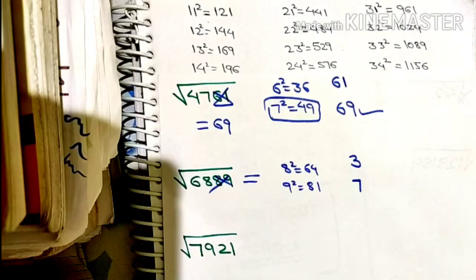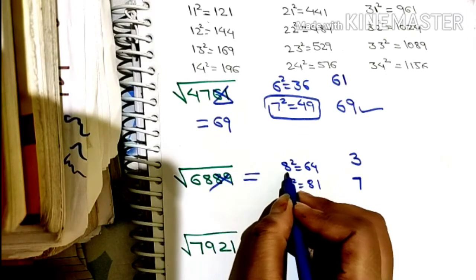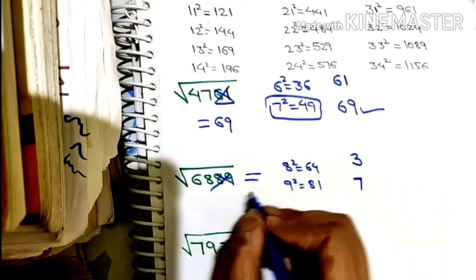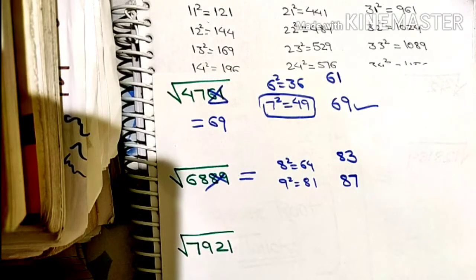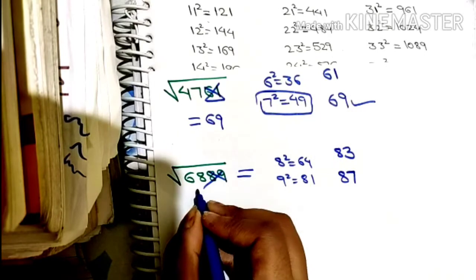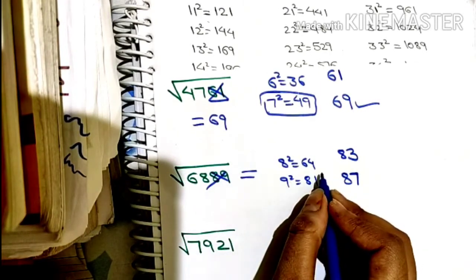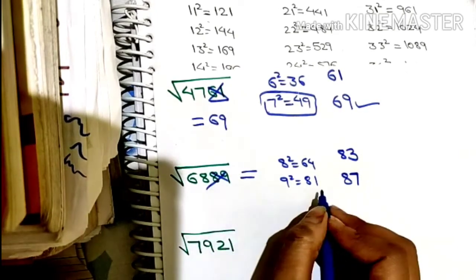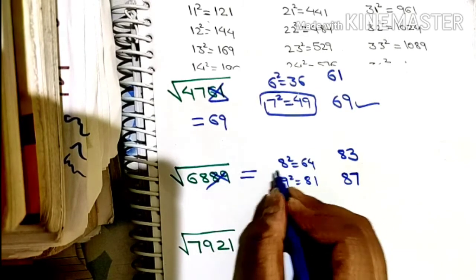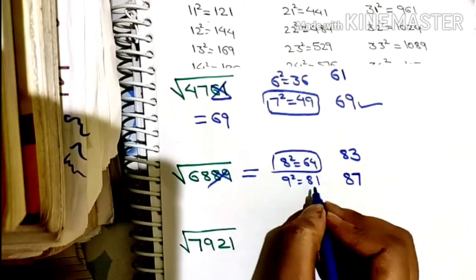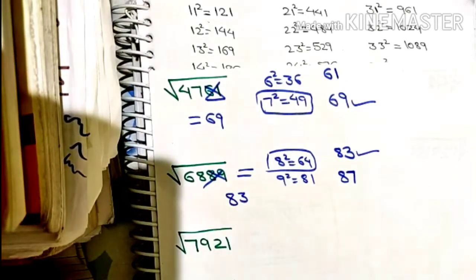So 68 lies between these two. We choose the smaller one, that is 8. So the square root of this number will be either 83 or 87. After that, what do we have to do? We have to see which number 68 is closer to. 68 minus 64 is 4, and 81 minus 68 is a bigger number than 4. So 68 is closer to 64, that means the smaller value. 64 is the smaller value, so we choose 83. So the square root of this number is 83.